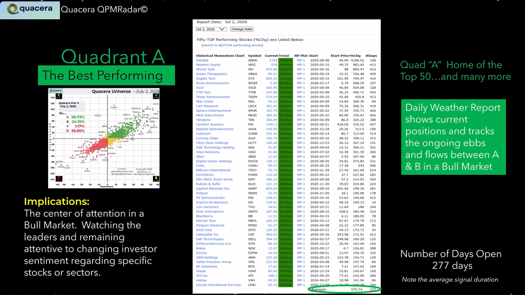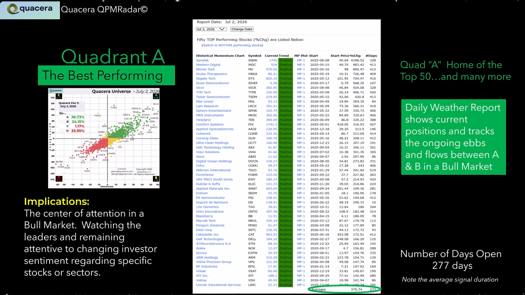Quadrant A, this is the center of attention in a bull market. Investors and traders use the weather report to spot new positive momentum trends or to be wary of positive trends that are beginning to wane. And in a bull market, issues will migrate between A and B a number of times. Quadrant A is also the home of the top 50 performing issues.